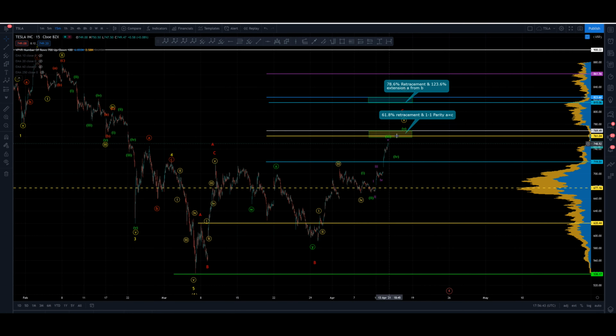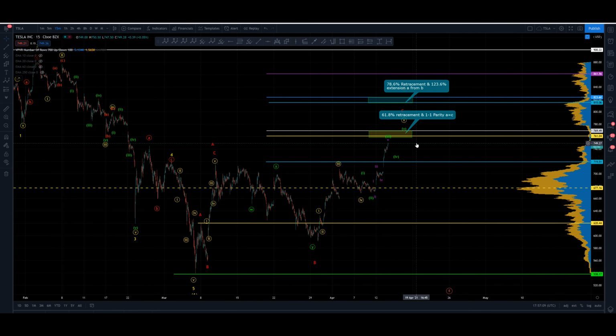If we do break through this area and continue higher, up toward the next area of resistance, you're looking for around the 78.6 and the 123.6 extension and the retracement, and you're just going to be looking for the exact same setup. We've got our big 5 down and our big 3 up, so we're looking for a little 5 down and a little 3 up, and then we short. Same deal.